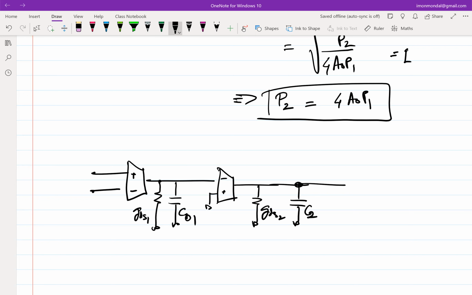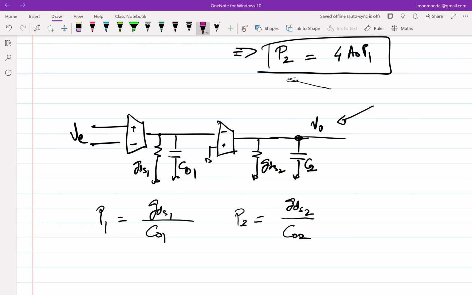So essentially, if you cannot make P2 very large with respect to P1, you can always make P1 much lesser than P2. It's a relative kind of thing. So I can say that I will put extra capacitance here. Let me call it C extra.